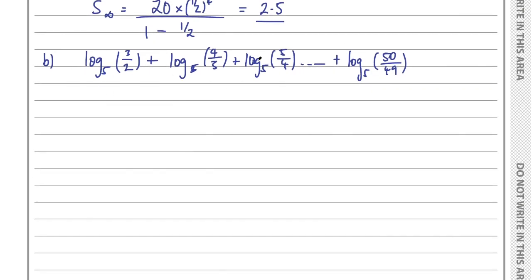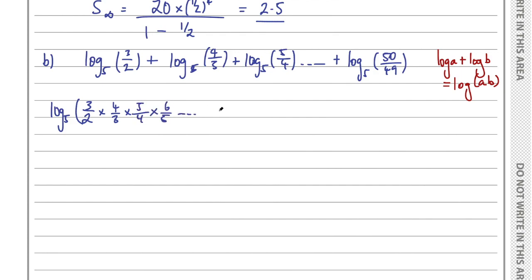Looking at this expression here, well, if we've got log of 3 on 2 plus the log of 4 on 3, another way of writing that is log of 3 on 2 multiplied by 4 on 3. So here I'm going to be using this law, the log of A plus the log of B equals the log of A times B. Okay, so then I could write all of this because they're the same bases, the log of the same base. This works out. So I've got 3 on 2 times 4 on 3 times 5 on 4 times 6 on 5, and we go all the way up to 50 on 49.